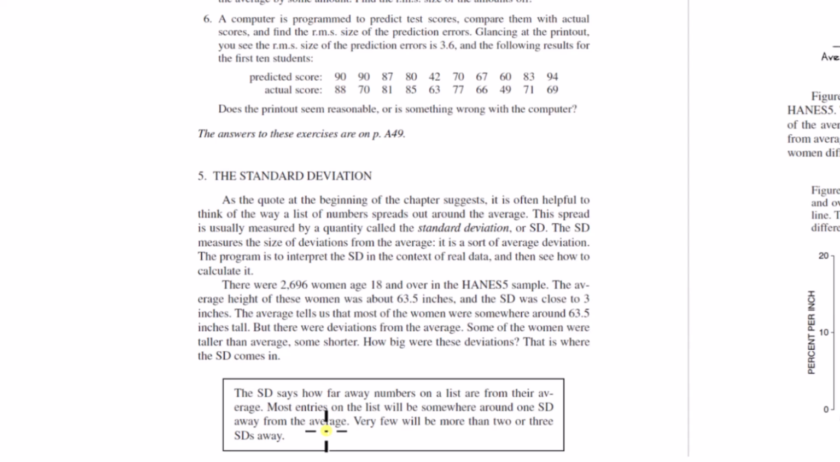So no matter what the data set, you can just think about how most entries on the list will be around 1 standard deviation away from the average. Very few will be more than 2 or 3 standard deviations away. Same idea. If it's more spread out, wouldn't there be more data points more than 2 or 3 standard deviations away? No. If the data is more spread out, the standard deviation is going to be larger, and 2 or 3 standard deviations is going to be a greater distance.